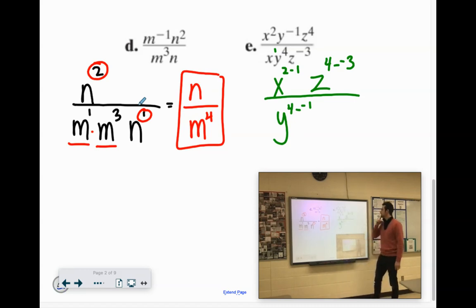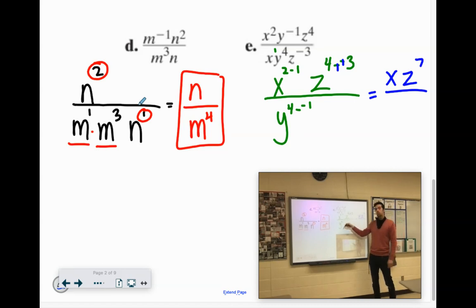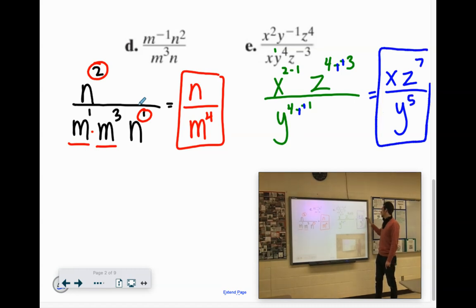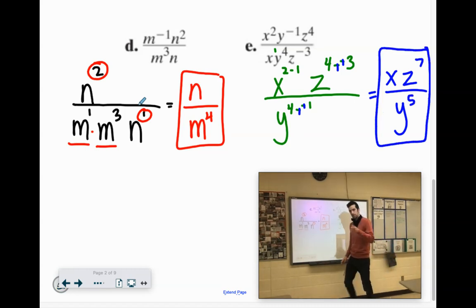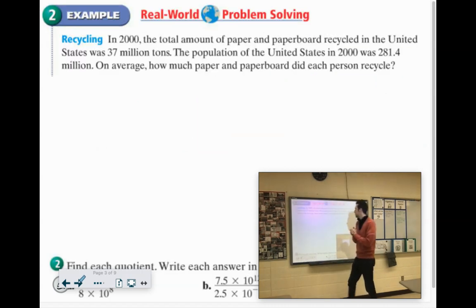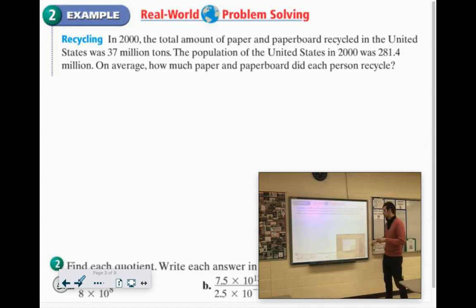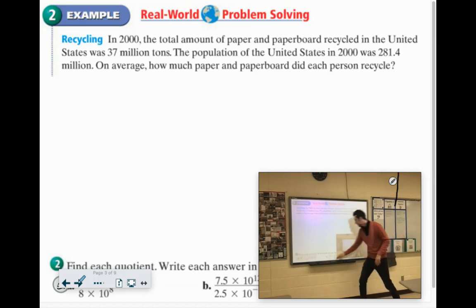So let's clean up our final stuff here. For x, 2 minus 1 would give us x to the first. For the z, 4 minus negative 3 becomes 4 plus 3, which is 7. The denominator, we have 4 minus negative 1 becomes plus 1, which is 5. So it gets tough kind of remembering all the different rules that we have for the different exponents. Oh dear. All right, scientific notation.